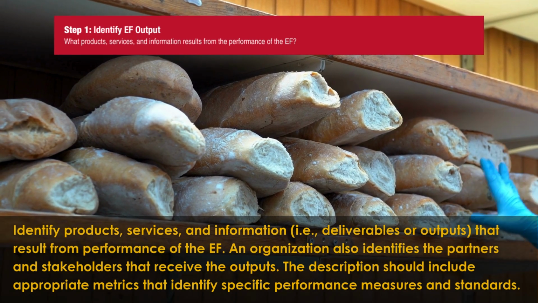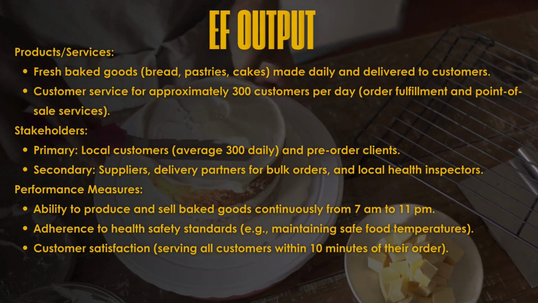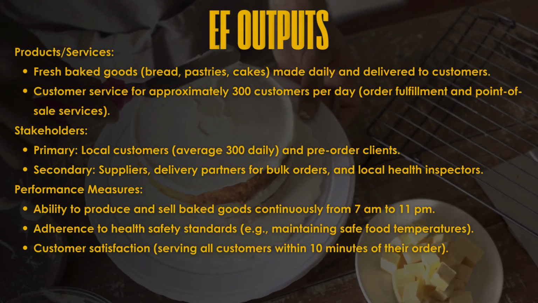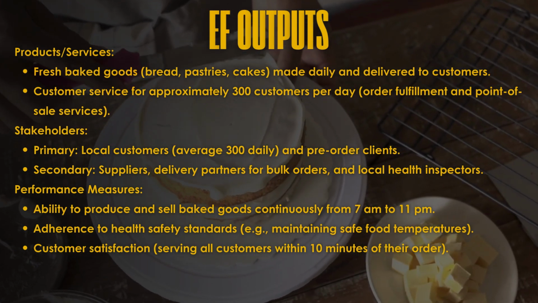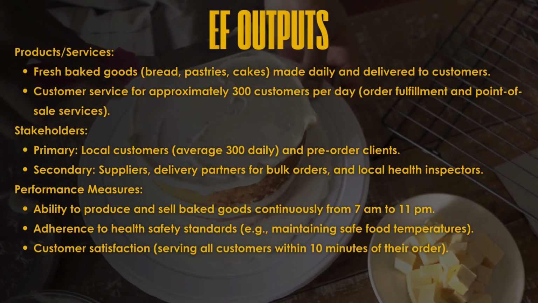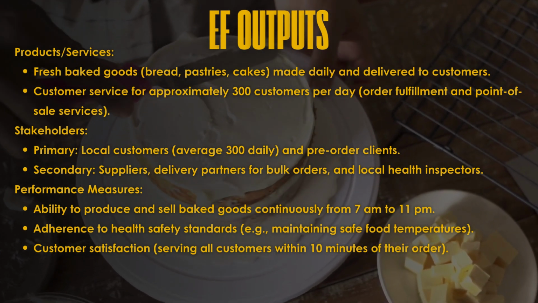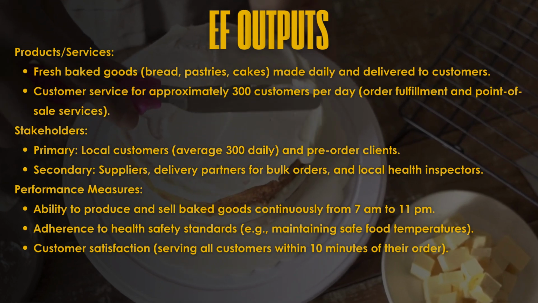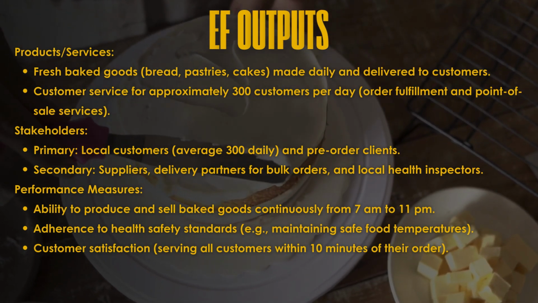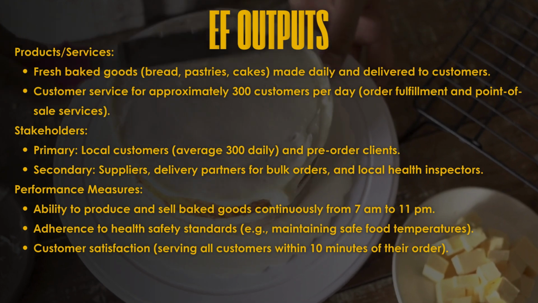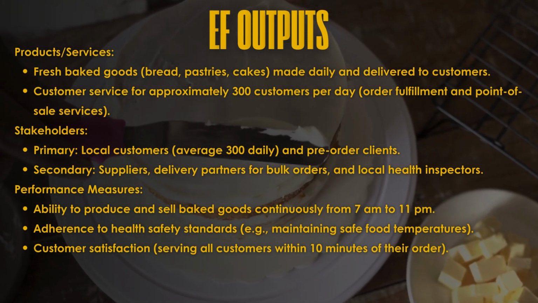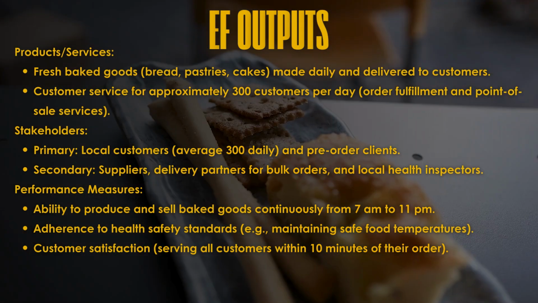The essential function outputs of this mission essential function that's been identified by the bakery includes products and services: fresh baked goods, breads, pastries, cakes, made daily and delivered to customers. Customer service for approximately 300 customers per day, order fulfillment and point of sale service. Their stakeholders. Primary stakeholders include local customers with an average of 300 daily and pre-order clients. And then secondary stakeholders: suppliers, delivery partners for bulk orders, and local health inspectors.